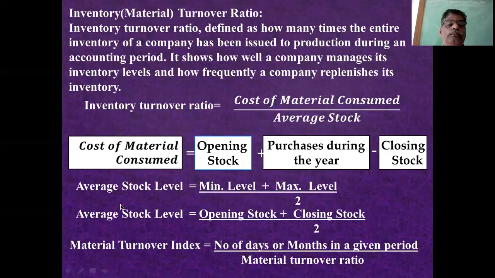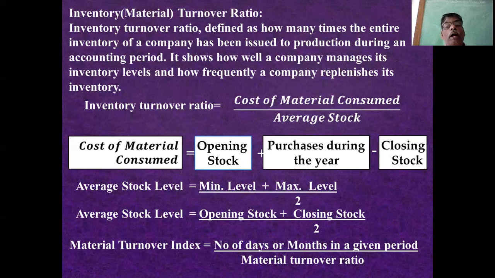And then next is average stock level. Average stock is to be calculated on the basis of minimum level plus maximum level divided by 2. This is one way. Otherwise, you calculate average stock based on opening stock plus closing stock divided by 2. These two equations are available. Out of these two, whichever information is available to you, on the basis of that you calculate the average stock level.